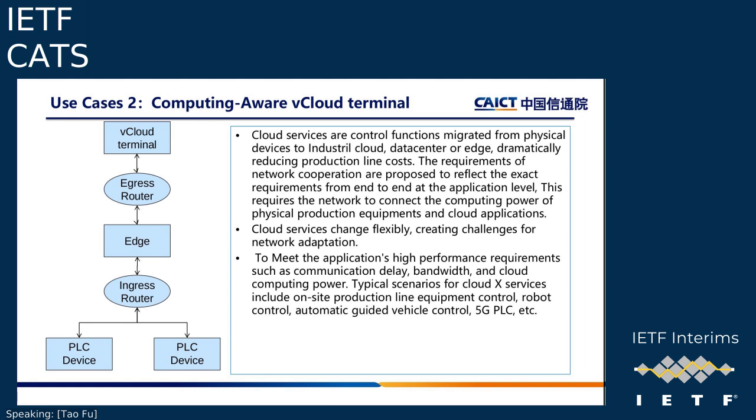dramatically reducing production line costs. The requirements of network cooperation are proposed to reflect the exact requirements from end to end at the application level. This requires the network to connect the computing power of physical production equipment and cloud applications. Thus, cloud services change flexibly, creating challenges for network adaptation to meet the application's high performance requirements, such as communication delay, bandwidth, and cloud computing power. Typical scenarios for cloud X services include on-site production line equipment control, robot control, automatic guided vehicle control, GPLC, and so on.